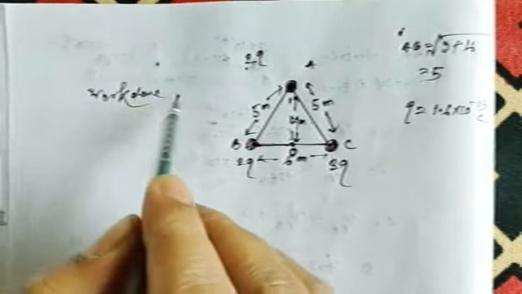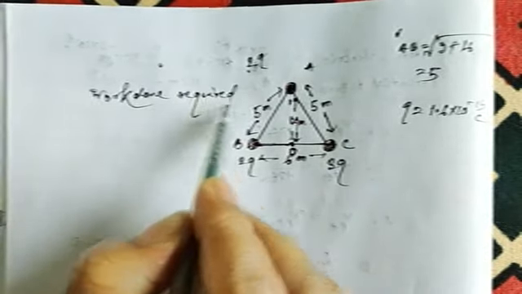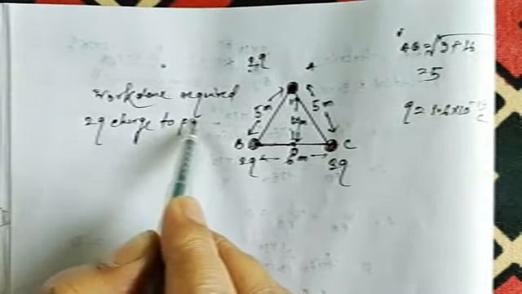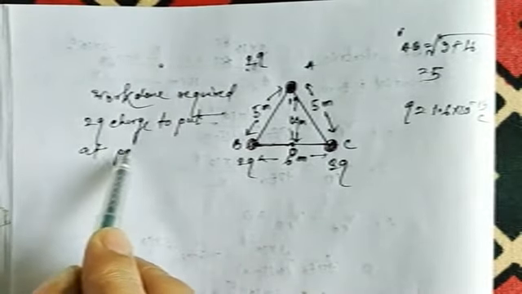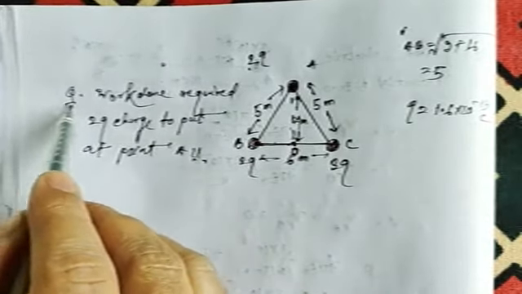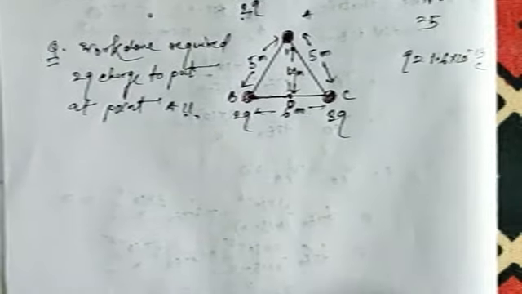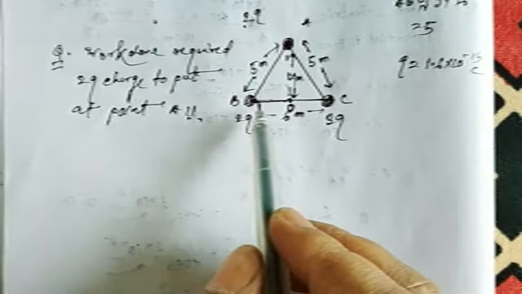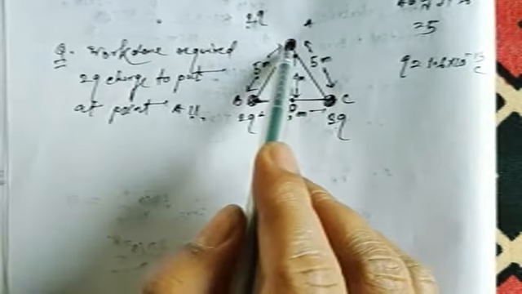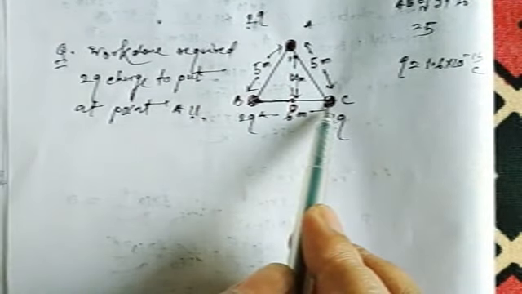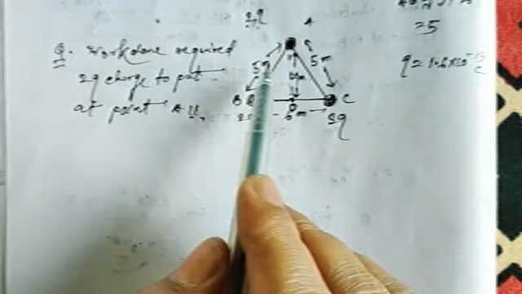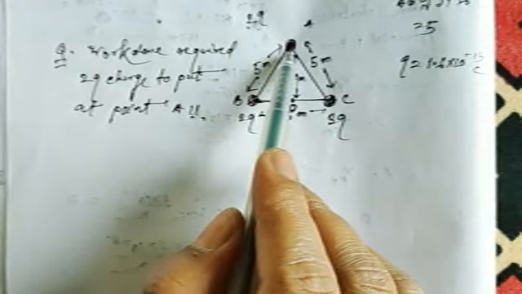Okay, now the main question: work done required to put the charge at point A. Now how to solve this? Very simple. At first we will find the potential at point A due to B, as well as the potential at point A due to C. The net potential, whatever you get, that potential into 2Q will give us the work done required to put this charge at point A.